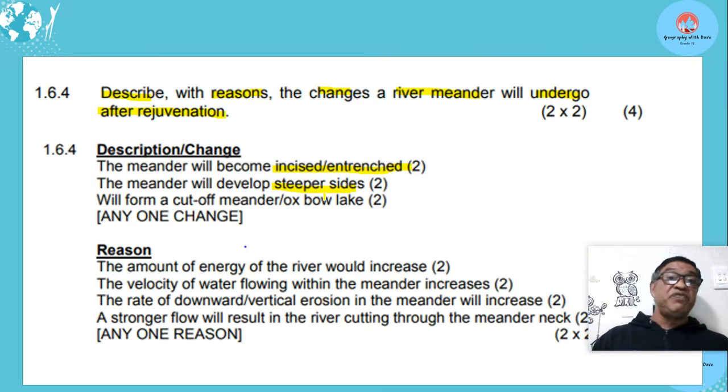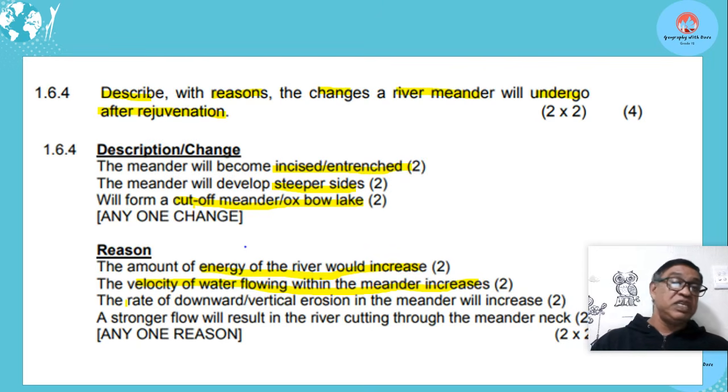We didn't say just what features will form. We said what changes will happen. Okay, of course, the force of the water will cut off the meander to create an oxbow lake. All right, we showed that, described it. Now, reasons for it, easy. You've learned already. Okay, it's the speed of the river would increase, or energy. The velocity of the water flowing would increase through the meander. So they've separated it here, energy and speed.